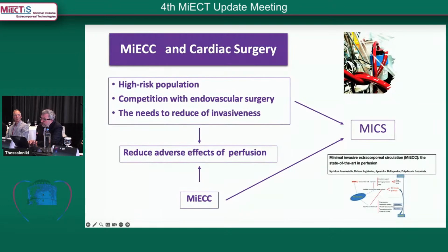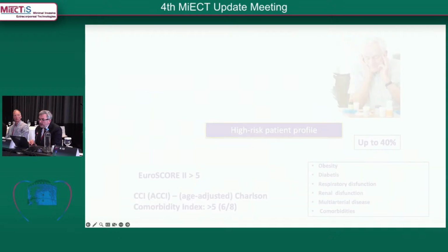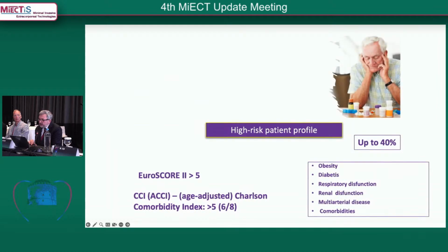Cardiac surgery is now dealing with high-risk patients, is forced to compete with endovascular techniques, and needs a significant reduction in invasiveness. The central position in this belongs to minimally invasive perfusion technologies. It would be rail-based cardiac surgery. We discussed this yesterday with Dr. El Esawi and Dr. Bennett, and I would like to continue.